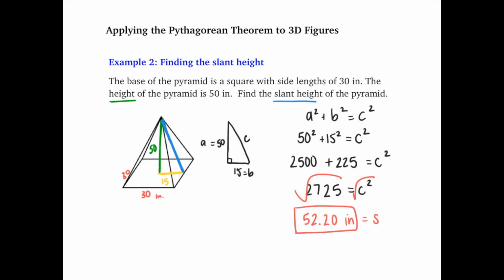Notice, if you want the slant height, you're looking for the hypotenuse, so there I'd be finding c. In the last example, I was just looking for the height, and there that would be either a or b that I'm looking for, not c.